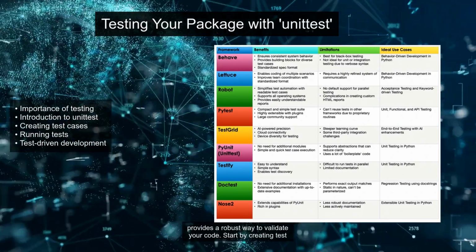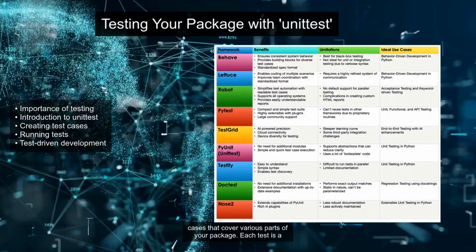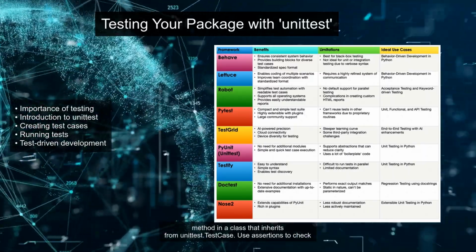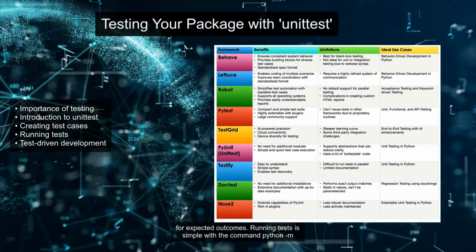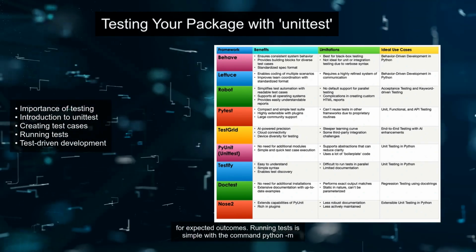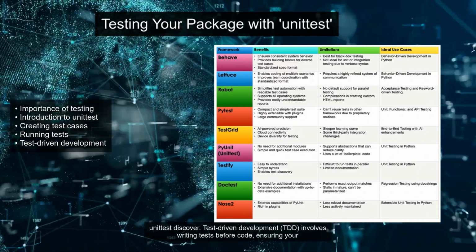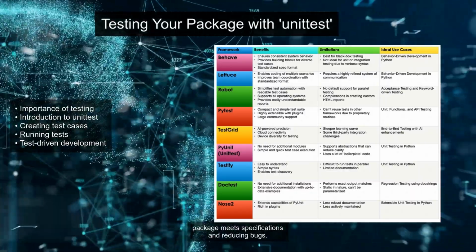Testing is a vital part of package development. Python's built-in unittest framework provides a robust way to validate your code. Start by creating test cases that cover various parts of your package. Each test is a method in a class that inherits from unittest.TestCase. Use assertions to check for expected outcomes. Running tests is simple with the command python -m unittest discover. Test-driven development, TDD, involves writing tests before code, ensuring your package meets specifications and reducing bugs.